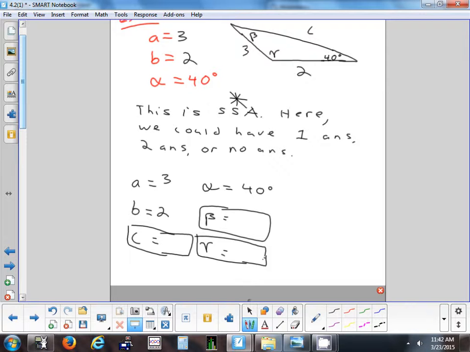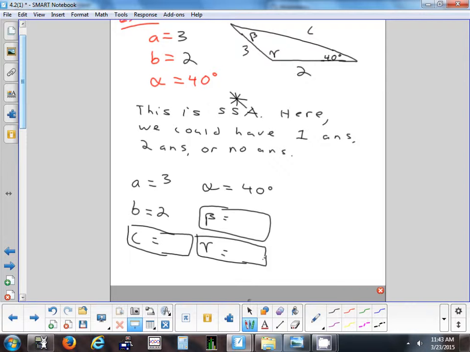A is 3, B is 2, alpha is 40. Now, in some problems, we had a choice. Maybe after you found an angle, you could figure out, okay, I want to find A or I want to find B. You had some options, which side you wanted to find. There's no options in this problem. You have to find everything in a certain order.